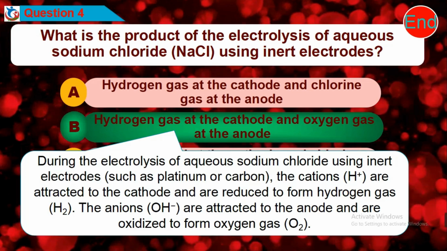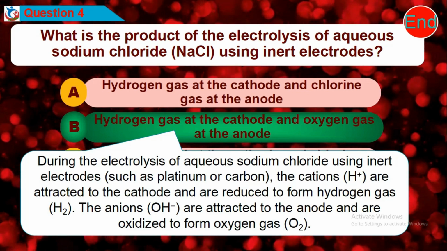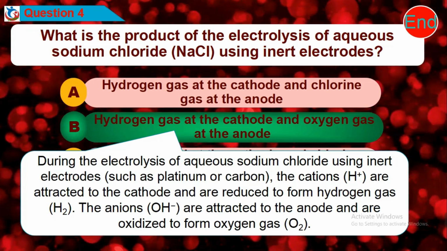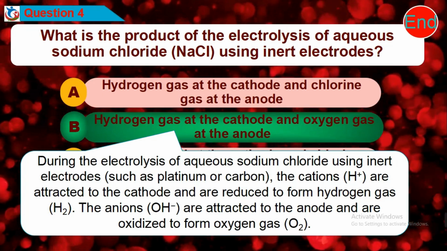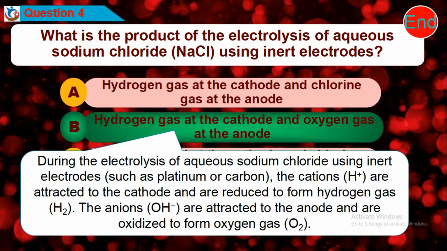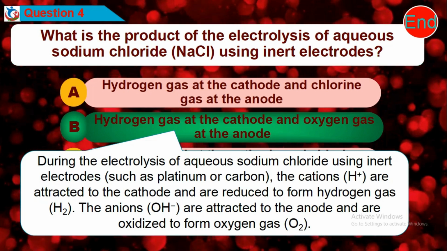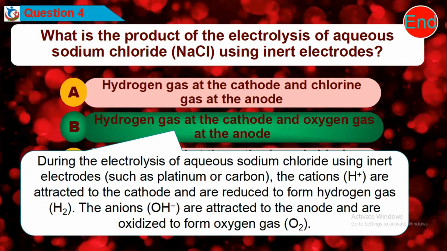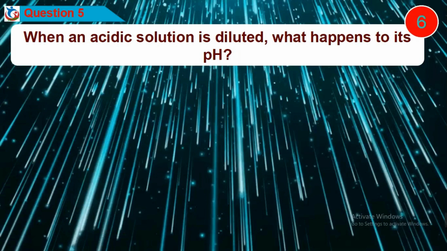During the electrolysis of aqueous sodium chloride using inert electrodes such as platinum or carbon, the cations, hydrogen ions, are attracted to the cathode and are reduced to form hydrogen gas. The anions are attracted to the anode and are oxidized to form oxygen gas.